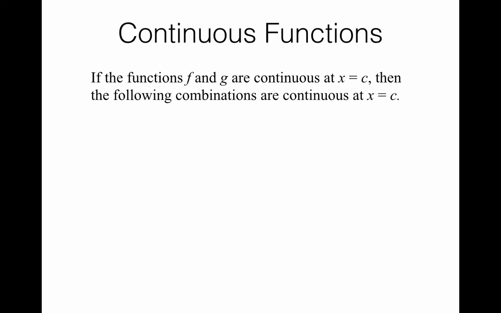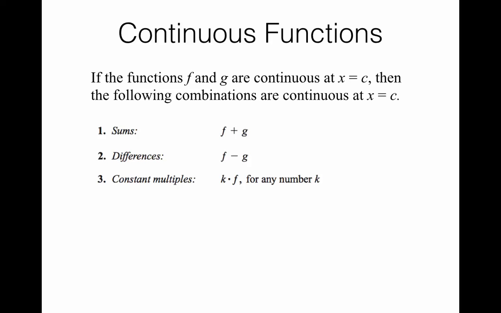Suppose you have two functions f and g that are continuous at a point c. Then the following combinations of f and g are also continuous at c. f plus g, the sum of the two functions, will be continuous. If you subtract g from f, if you subtract one continuous function from another, the result will be a continuous function at c. If you have a continuous function and you multiply by a constant k, any number k, then this function will still be continuous at c.